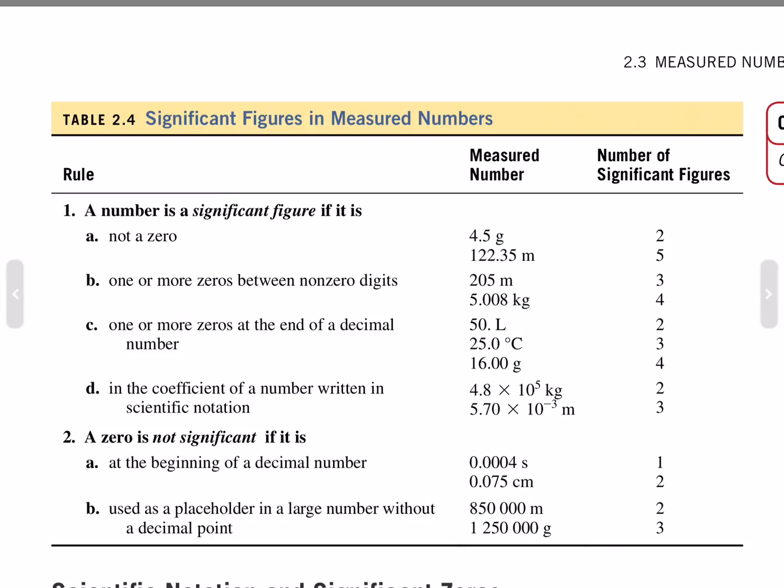A zero is not significant if it's at the beginning of a decimal number. 0.0004 seconds is one significant digit. 0.075 centimeters is two significant digits. A zero is not significant if it is used as a placeholder in a large number without a decimal point. 850,000 meters is two significant digits. 125,000 grams is three significant digits.